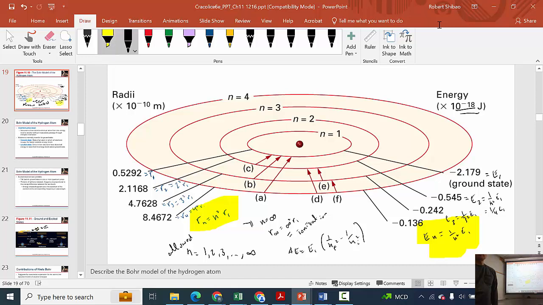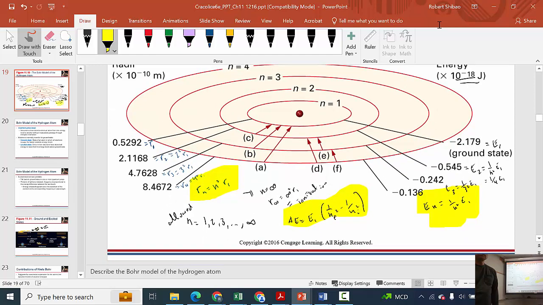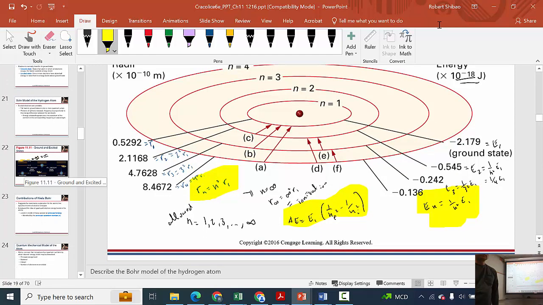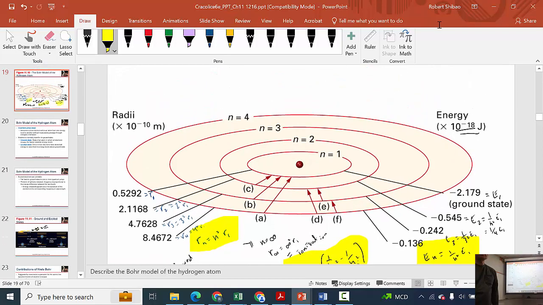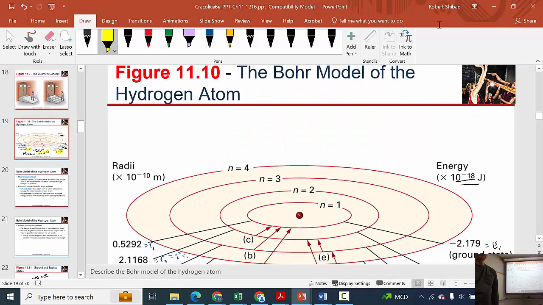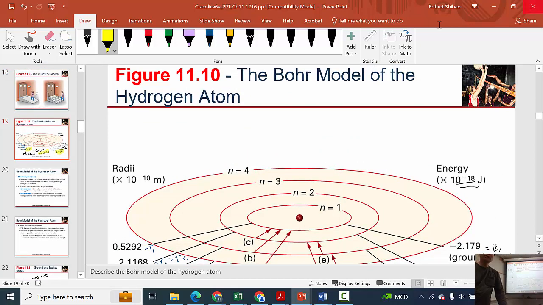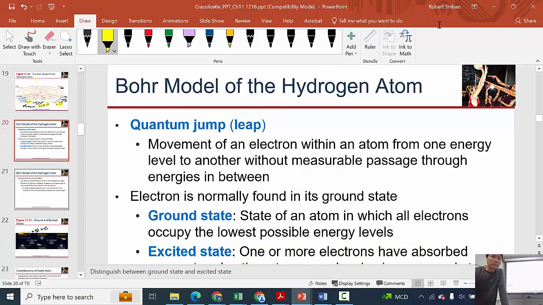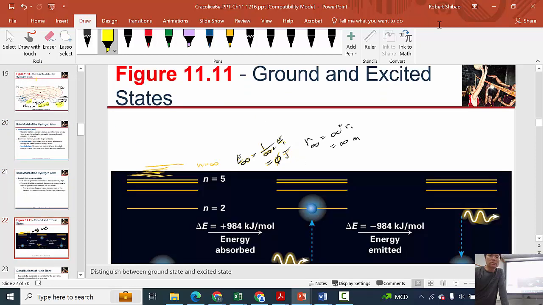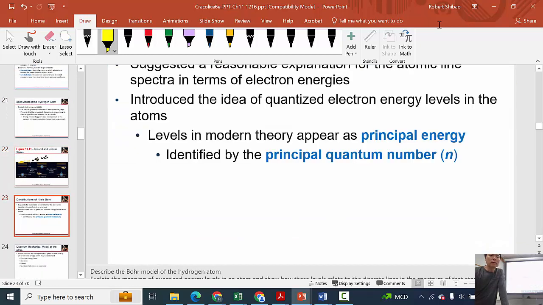Some of these equations are still valid in quantum mechanics. For hydrogen, this one is, and this one. But it turns out that this is wrong. So the Bohr theory had to be modified because it didn't work. And so the Bohr theory was replaced by, do you know what theory it was replaced by? Quantum theory, exactly. So certain aspects of the Bohr model were retained.